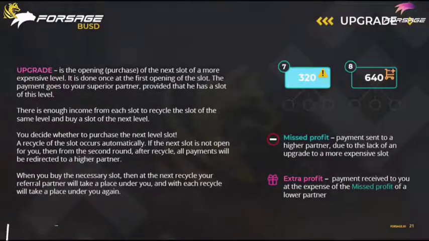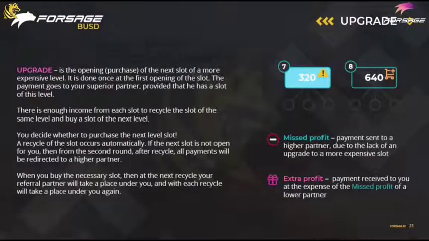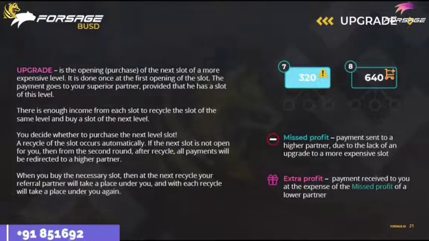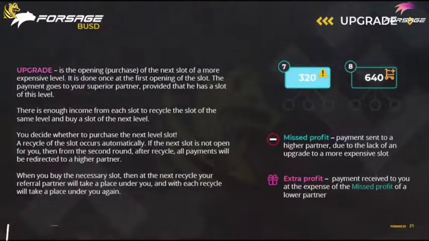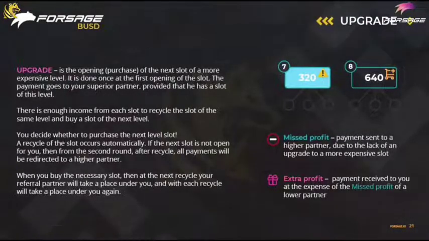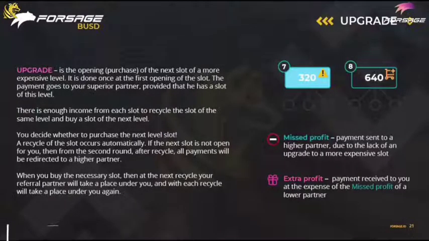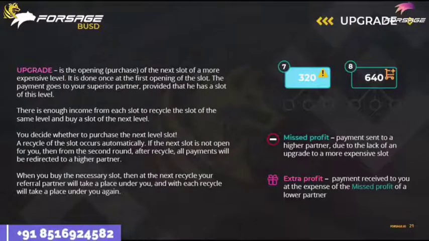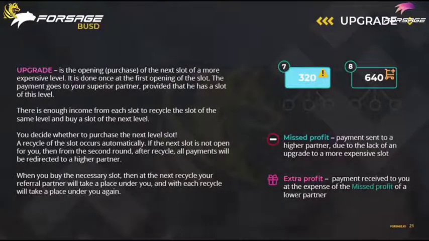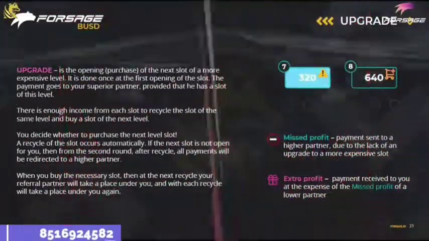You can also choose to upgrade your slot, that means opening the next slot of a more expensive level. There's always enough income from each slot to recycle the slot of the same level and buy the next slot. So if you have higher slots open, you will have extra profit, which means payment received by you at the expense of the missed profit of a lower partner. But in case you have not upgraded a slot, but your downline upgrades their slot, you may have missed profits, which means payment sent to a higher partner due to the lack of an upgrade to a more expensive slot.